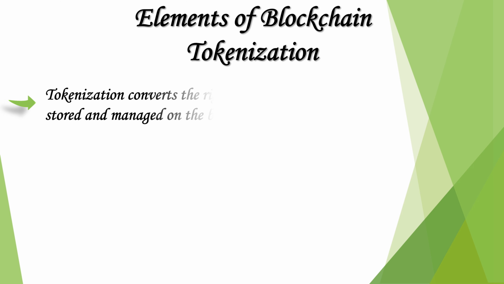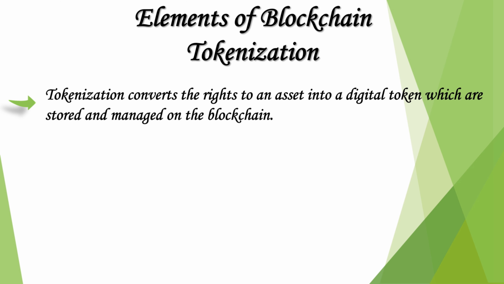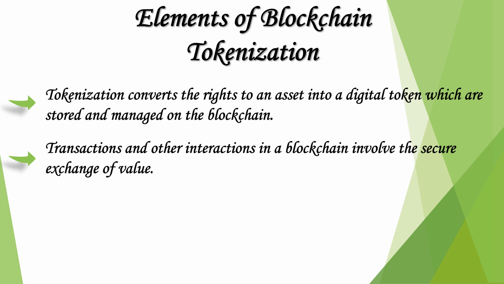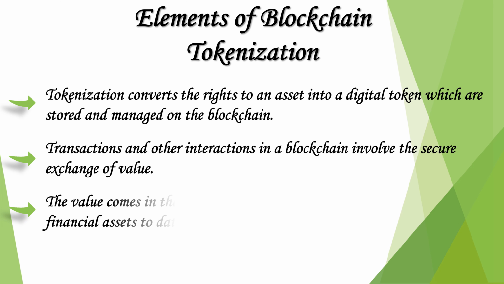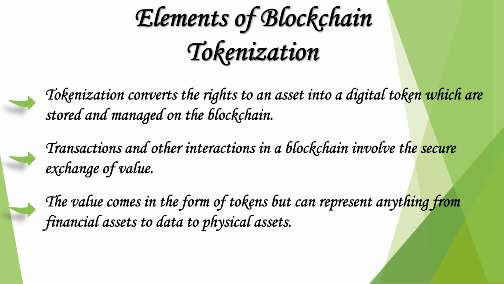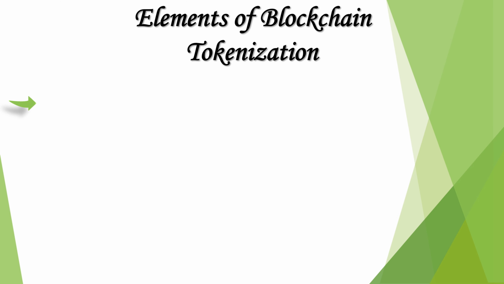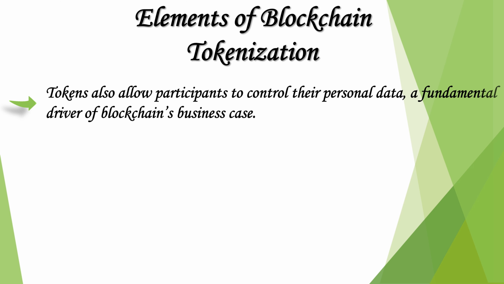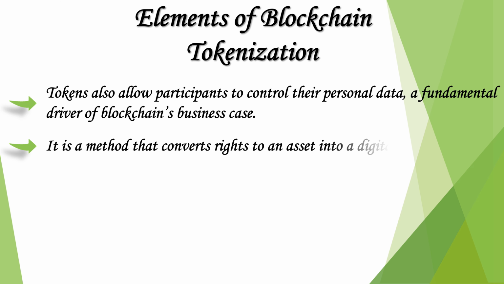Tokenization. Tokenization converts the rights to an asset into a digital token which are stored and managed on the blockchain. Transactions and other interactions in a blockchain involve the secure exchange of value. The value comes in the form of tokens but can represent anything from financial assets to data to physical assets. Tokens also allow participants to control their personal data, a fundamental driver of blockchain's business case. It is a method that converts rights to an asset into a digital token.